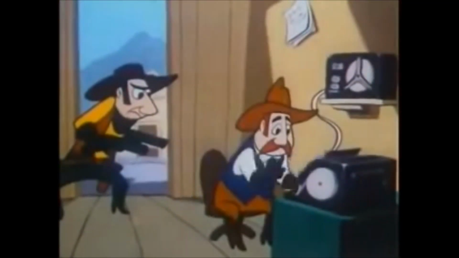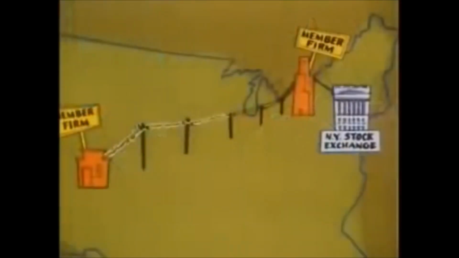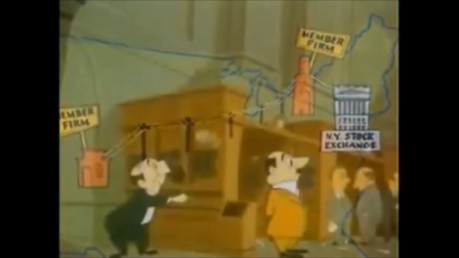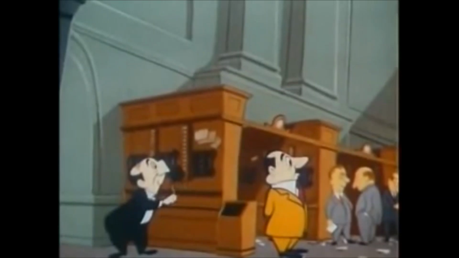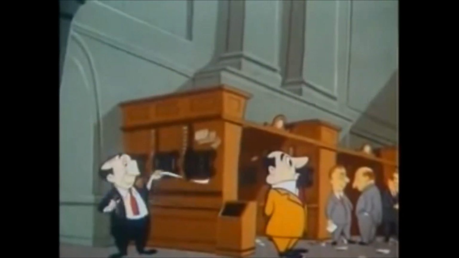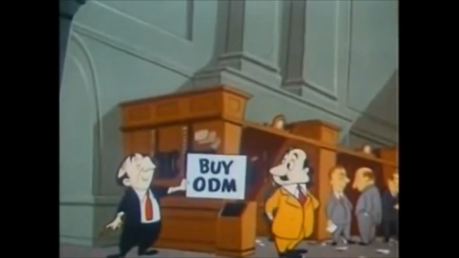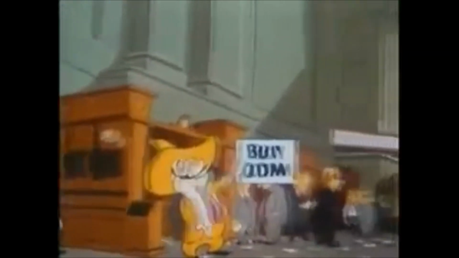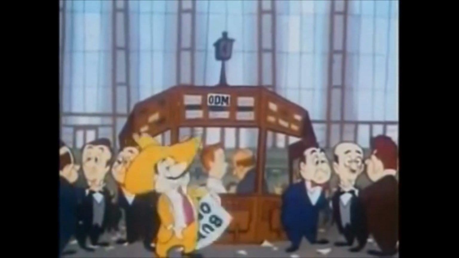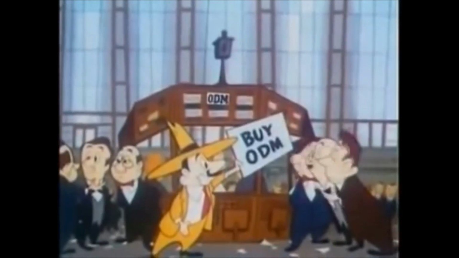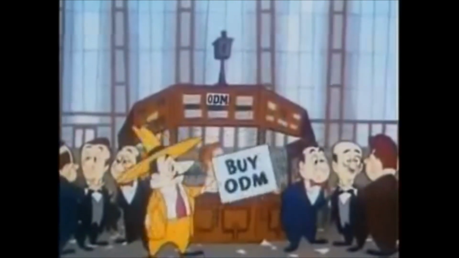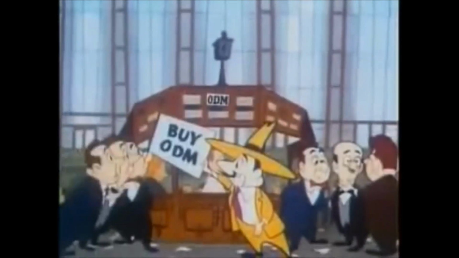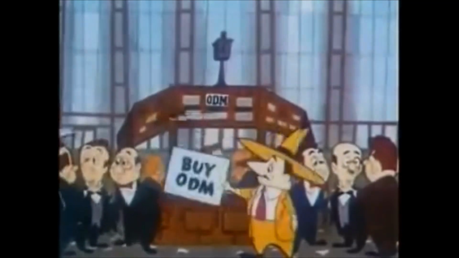The Colorado broker wires the order to his New York office. The buy order is telephoned to the floor of the New York Stock Exchange. It is given to the firm's floor partner, who becomes the representative of the buyer in Colorado. The floor partner goes to the post where ODM stock is traded. The representative of the buyer in Colorado bids $10 a share for 100 shares. But at the moment, there is no stock offered for sale at this price.